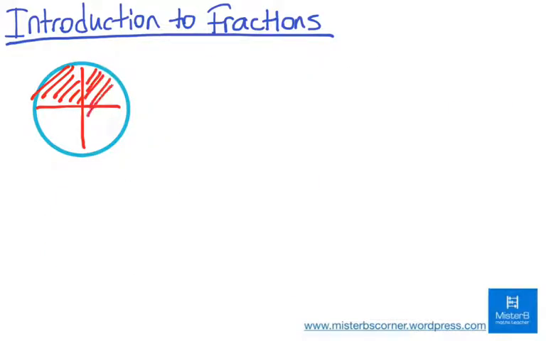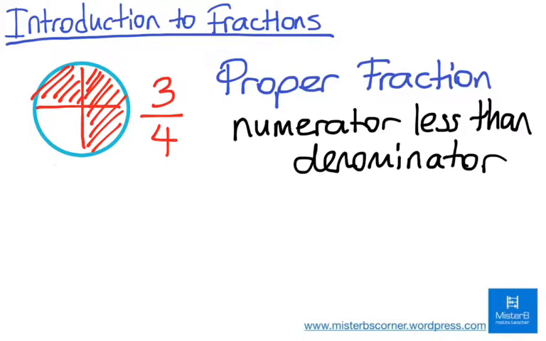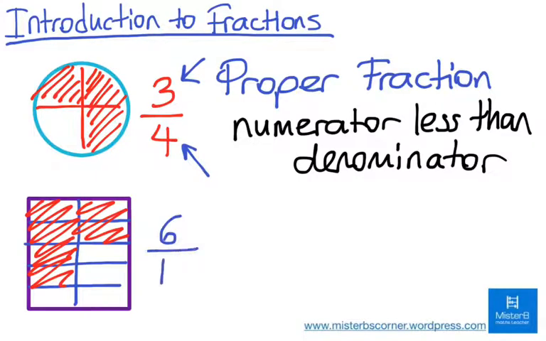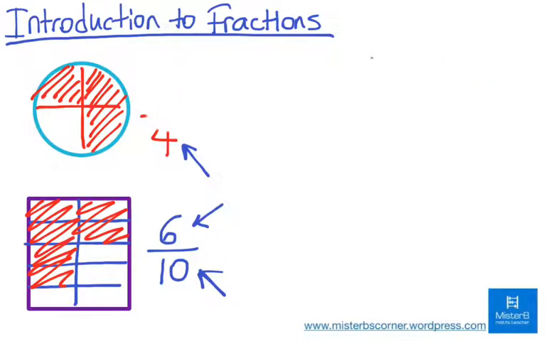So if I go on shading and have, let's say, 3/4, this is called a proper fraction, where the numerator is less than the denominator. You can see that 3 is smaller than 4, so this is a proper fraction. Or 6/10, again, the numerator is smaller than the denominator, so this is a proper fraction. As there are proper fractions, there are improper fractions too. Let's see how they appear.